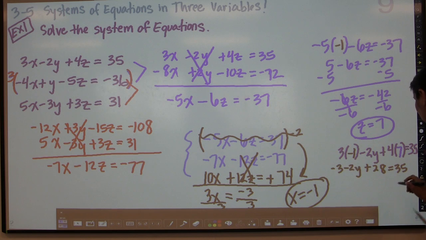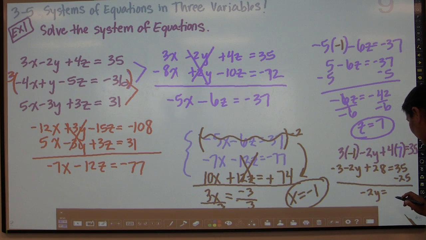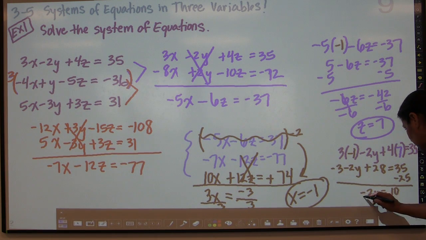So we're going to subtract 25 from over here. And you get -2y equals 35 minus 25, which is 10. Divided by -2, we barely have space. And y equals -5. Awesome.